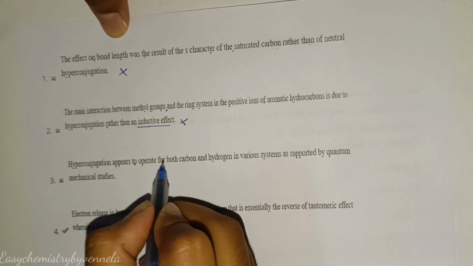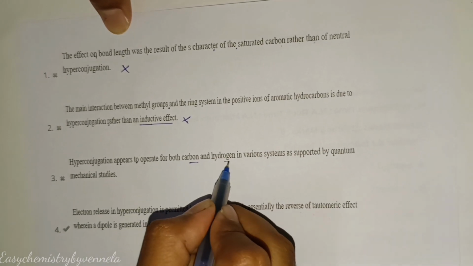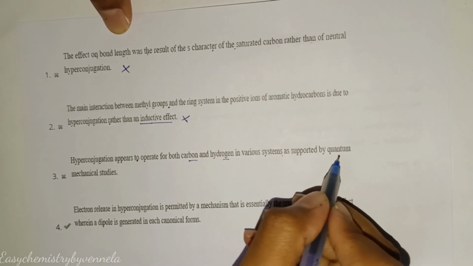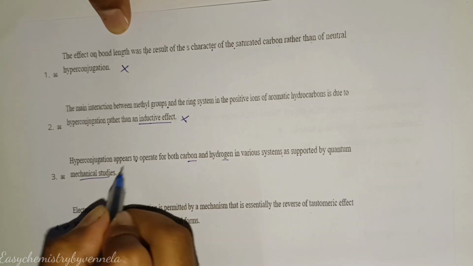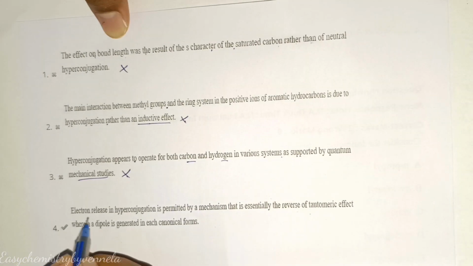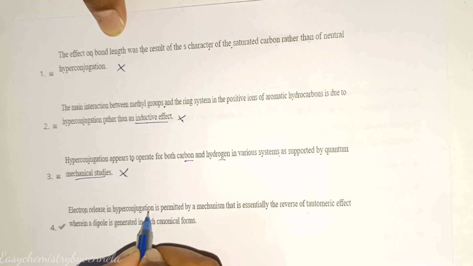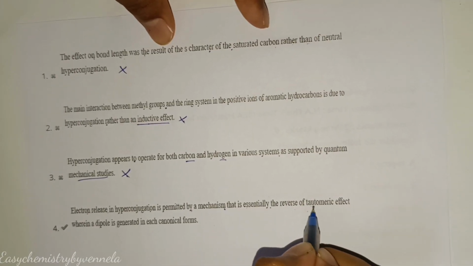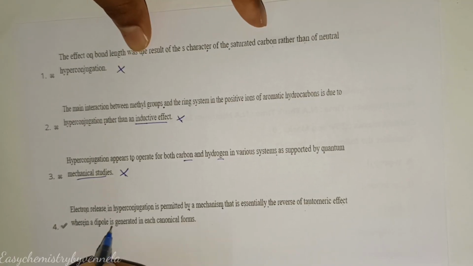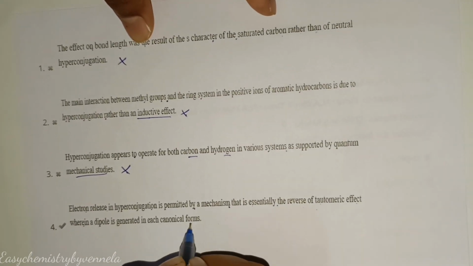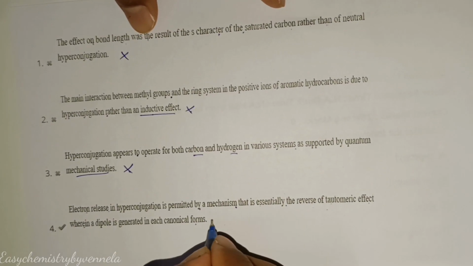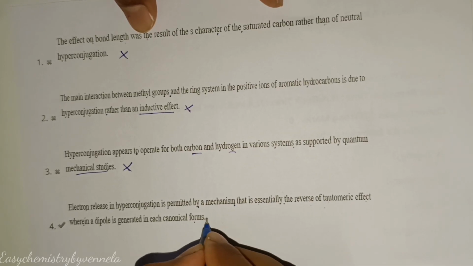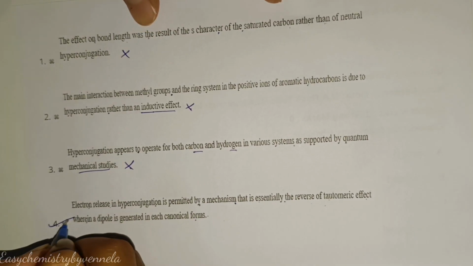Hyperconjugation appears to operate for both carbon-hydrogen in various systems, supported by quantum mechanical studies. This is also incorrect. Electron release in hyperconjugation is permitted by a mechanism that is essentially the reverse of tautomeric effect, where dipole is generated by canonical form. They asked which is not correct, so this statement is not correct. So correct option is this one.